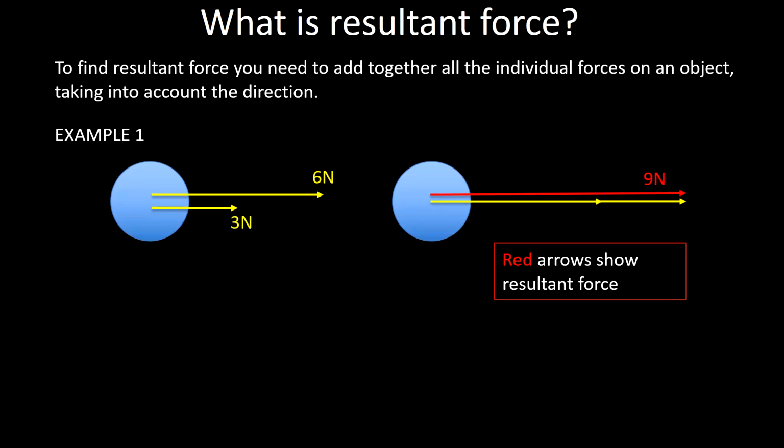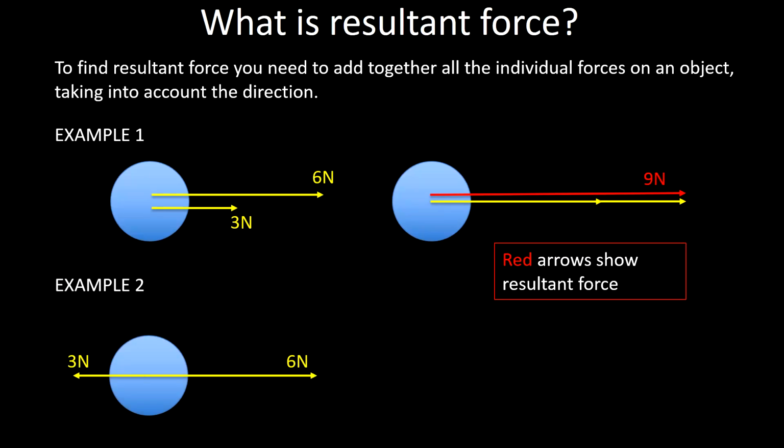They're both pushing in the same direction, and so they're going to reinforce each other and give you a larger total force. If you have forces pointing in opposite directions, then the small force will partly cancel out the larger one. So in this case, we've got 6 newtons to the right, 3 newtons to the left, giving us a total of 3 newtons to the right.